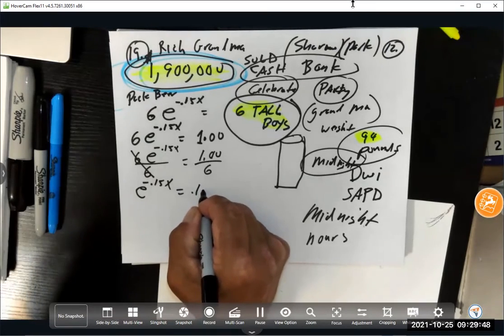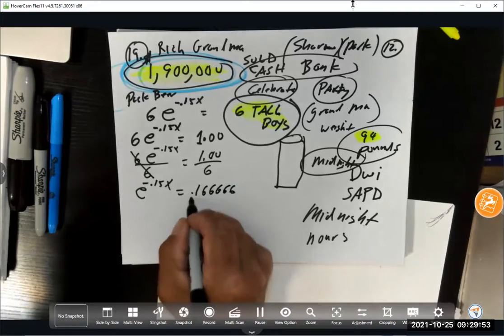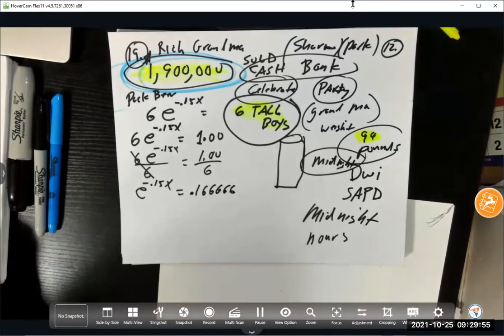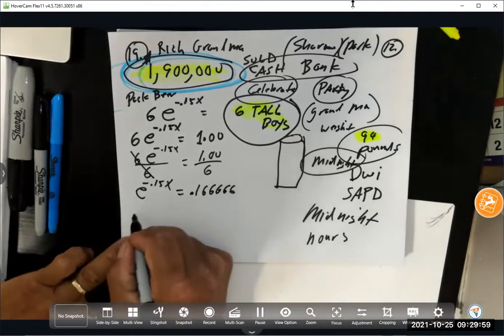0.1666, so I'm just going to put 5 of them. Is that okay? Yeah. 1, 2, 3, 4, 5. That's enough. We don't need to do the other ones. All right, so 0.1666, 5 of them. Now we do the same thing we always do.